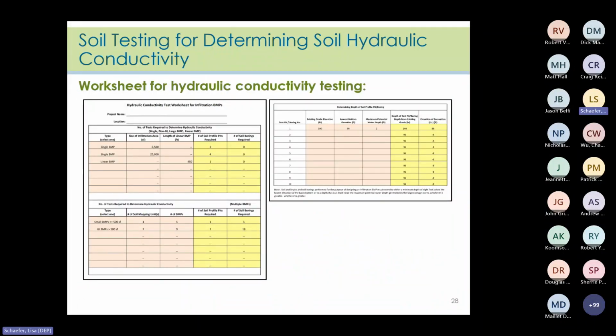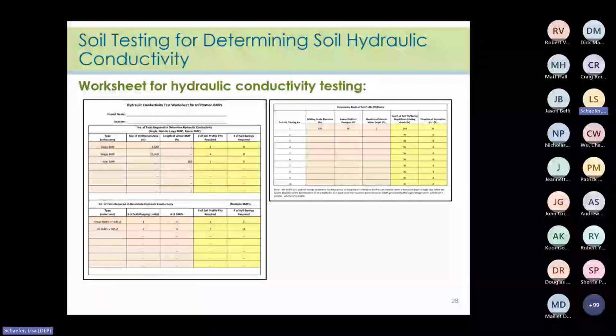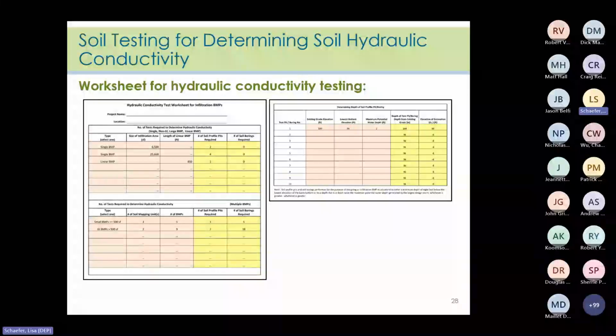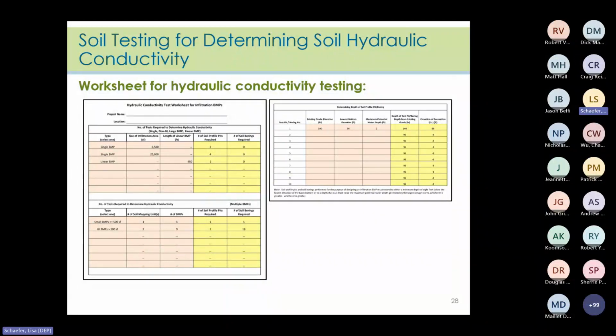The second worksheet in the Excel workbook may be helpful for your recording for hydraulic conductivity testing. On the left is the top and middle portion of the slide, and it's rather long, so the other part is on the right side of this slide. So you have the number of profile pits and borings required, depending on the type and size of the BMP, and the stuff on the right gives you the depth of the testing.